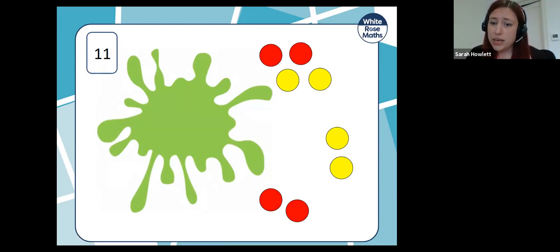So here we can see we've got 2 red counters at the top, 2 red counters at the bottom, 2 yellow counters underneath the 2 at the top, and so on. I wonder what would be underneath the splat then. Pop in that chat box what could be underneath that splat. Think about the colours. Could we have red? Could we have yellow? Could we have all red? Could we have no yellow? Let me know.